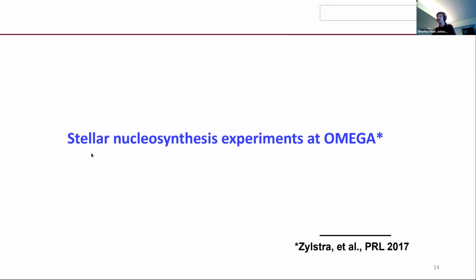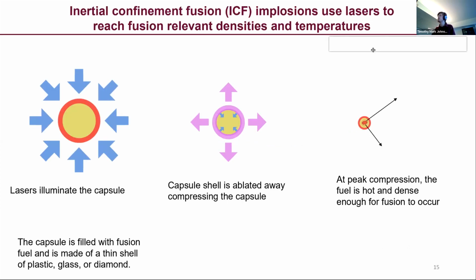Okay, so now let's change gears again and talk about stellar nucleosynthesis experiments that were conducted at the Omega Laser facility. Inertial confinement fusion implosions use lasers to reach fusion-relevant densities and temperatures. The target for this experiment is a thin capsule, basically a thin shell made out of plastic, glass, or diamond, depending on what physics you're after, and it will be filled with fusion fuel. For example, in some of the experiments we'll talk about, it'll be filled with just helium-3 to look for the helium-3 fusion reaction.